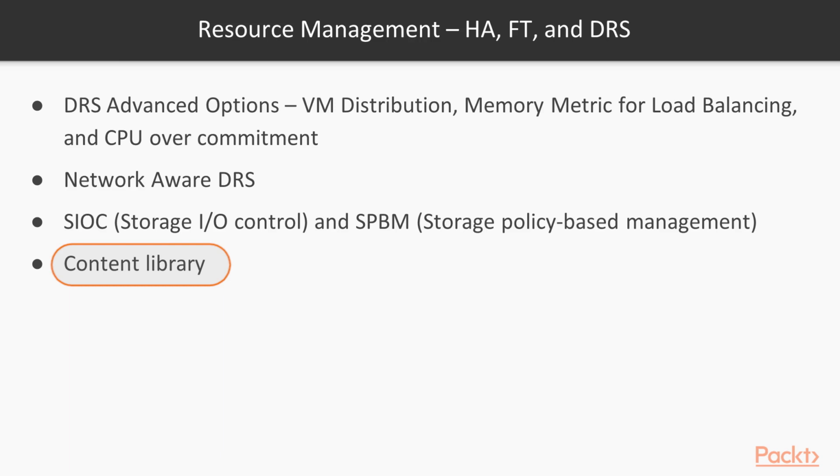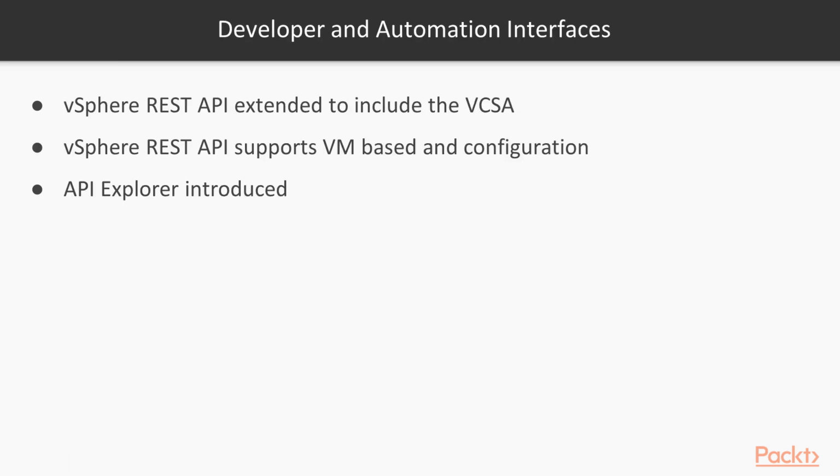The developer and automation interfaces area is the next area that we are going to look at, and you will see some super enhancements there also. So in the developer and automation interfaces area, the vSphere REST API has been extended, so it now includes the vCenter Server Appliance. It also supports VM-based changes and configuration, and there's a new capability called API Explorer which has been introduced that allows you to explore the REST API and to try out new things. This is a really excellent capability. Other vendors like Cisco have done this also, and I'm very happy to see VMware do that here as well.